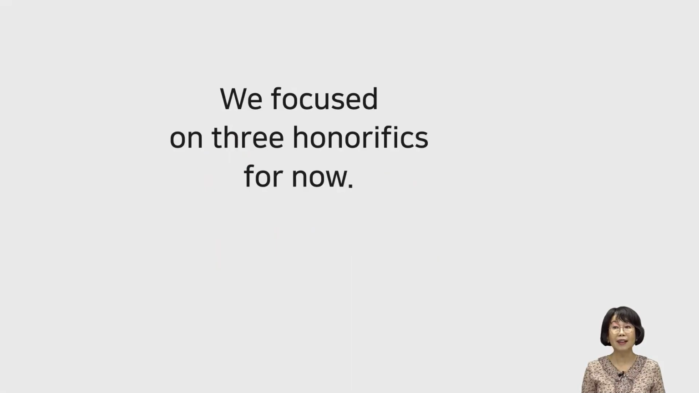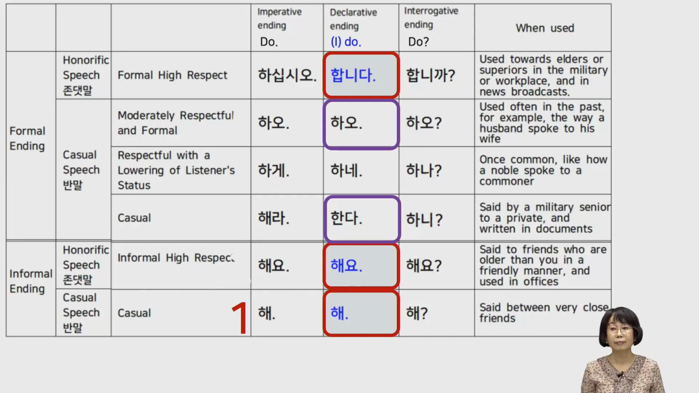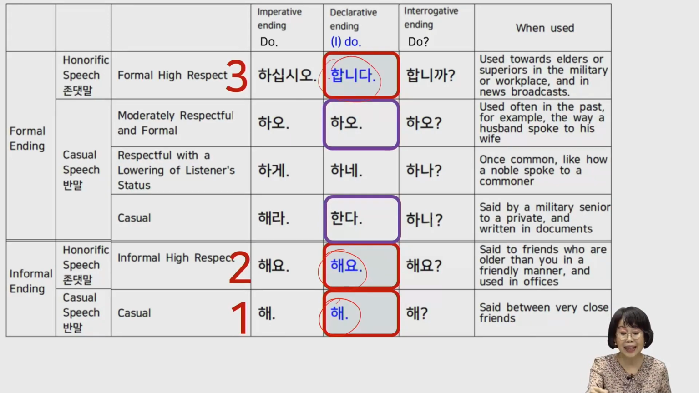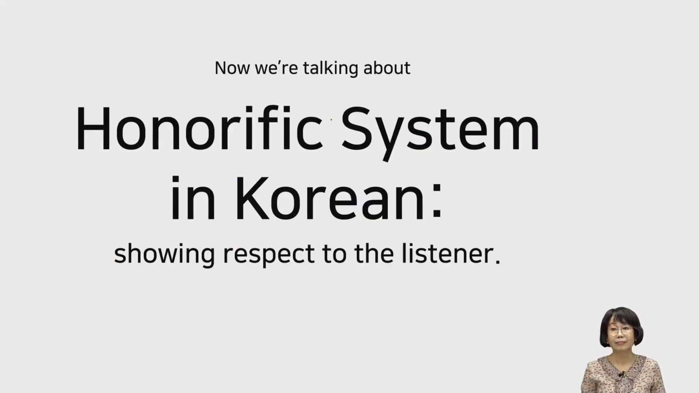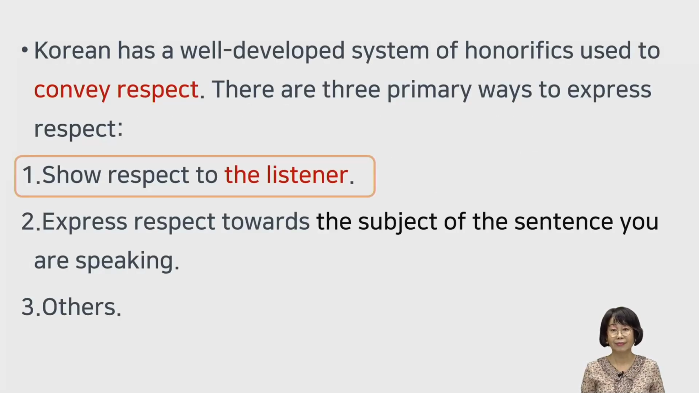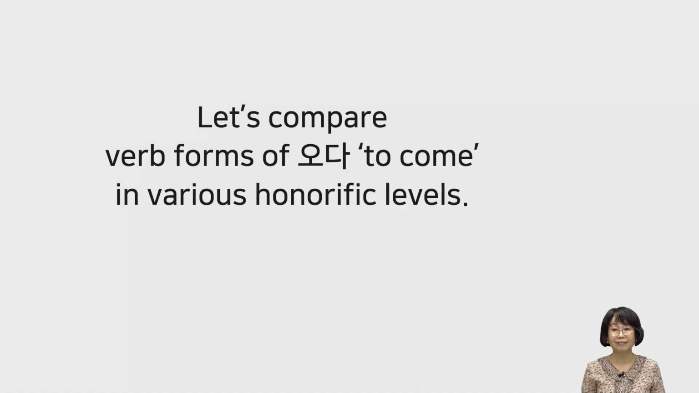We focused on three honorific levels for now. 해, 해요, 합니다. The extra ones are 한다 and 하오. Honorific system in Korean, showing respect to the listener.